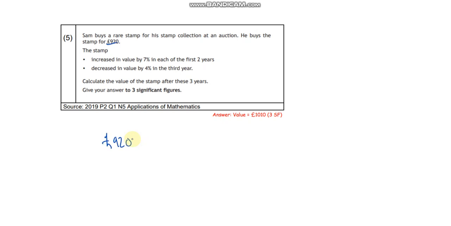Very good. Now it increases in value by 7% in the first 2 years. Okay, so increases, so plus 7% for 2 years, and then it decreases. So 1 take away 4 over 100 for the next year. Now you don't have to write it. There's like a little 1 up there. You don't have to write that. Power of 1, it just stays the same. But just so you can see that it's still a compound question effectively, but there's no compound.